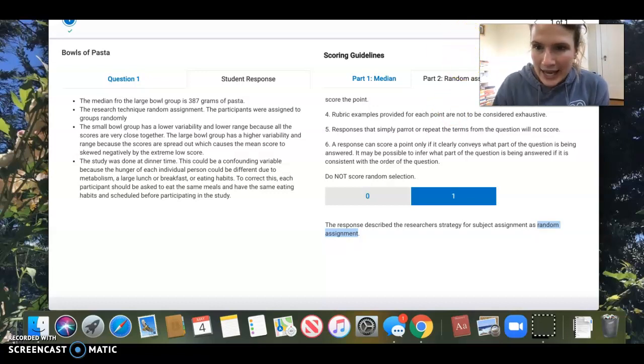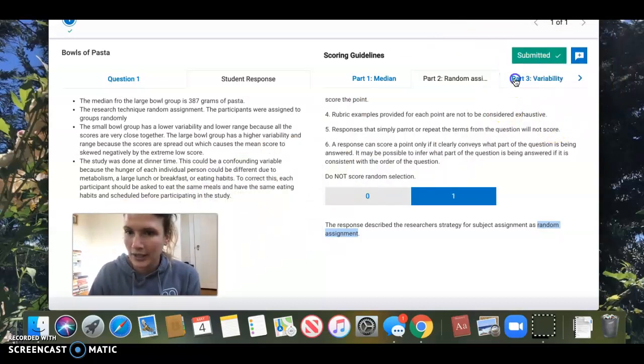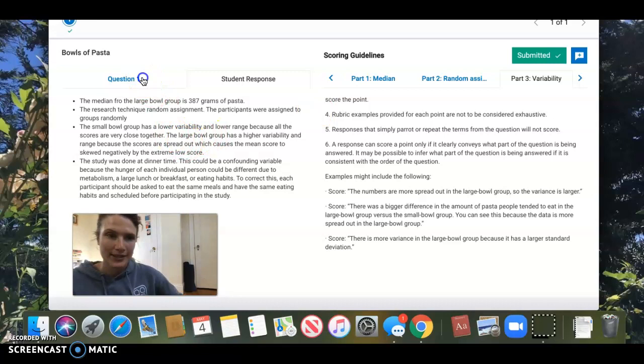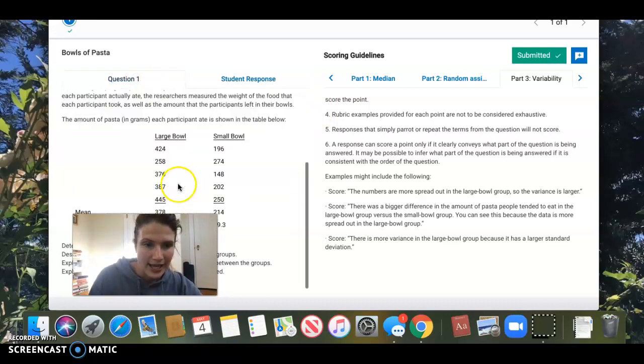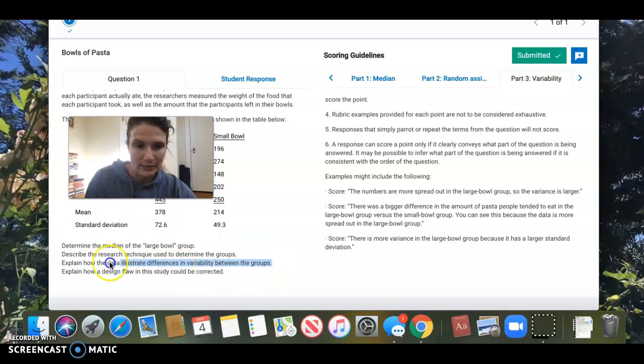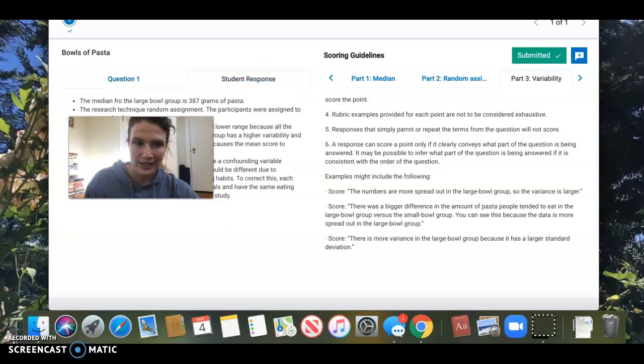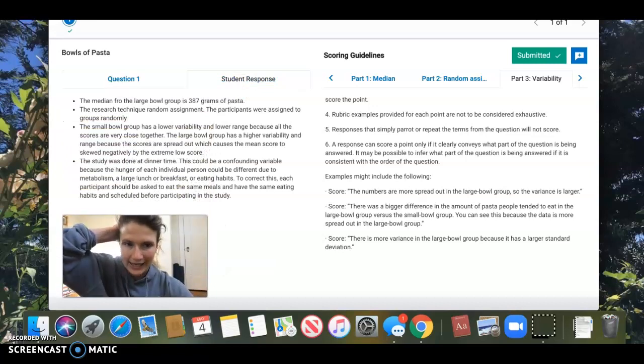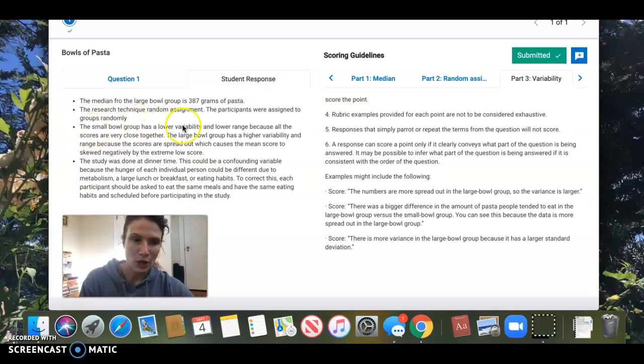Okay, next question is variability. In the question, it asked you to explain how the data illustrates differences in variability between the groups. Okay, so let's go back to the student response. He said, "The small bowl group has a lower variability and a lower range because all the scores are very close together. The large bowl group has a higher variability and range because the scores are spread out, which causes the mean score to be skewed negatively by the extreme low score."